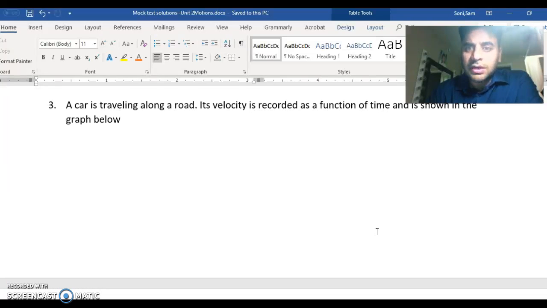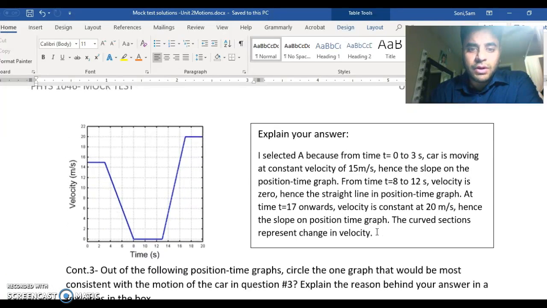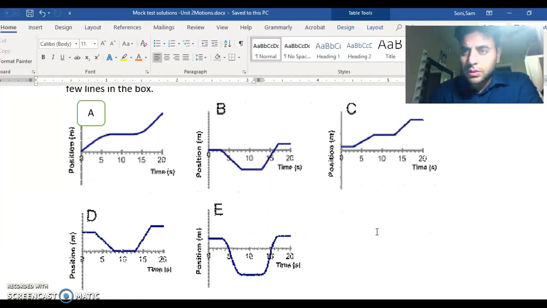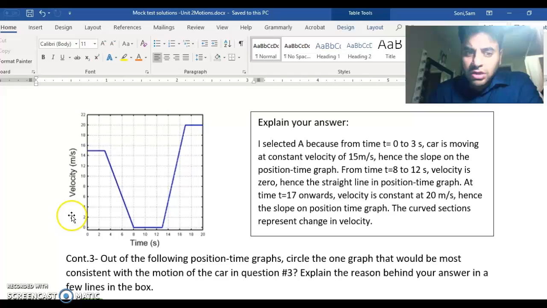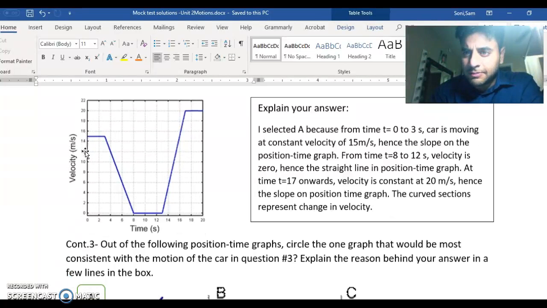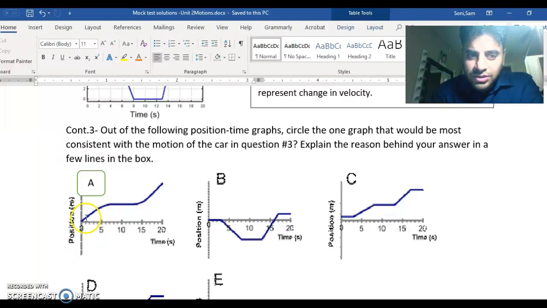Its velocity is recorded as a function of time in the graph below. So it is pretty easy here. All the choices are so easy to make that only A will be the correct option. Let's see. This is velocity and this is time. I can see the velocity is 15 meters per second from here all the way till here, that is until time t is equal to 3 seconds. So the car is moving at a constant velocity for the first 3 seconds. That means there has to be a constant change in position.